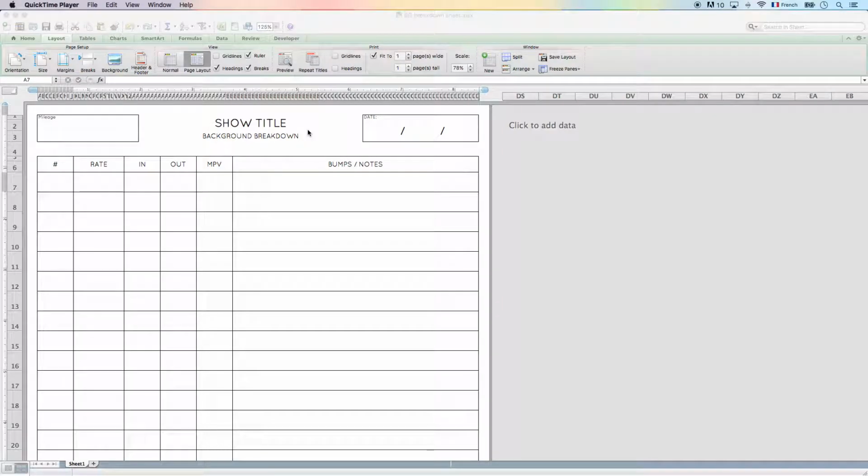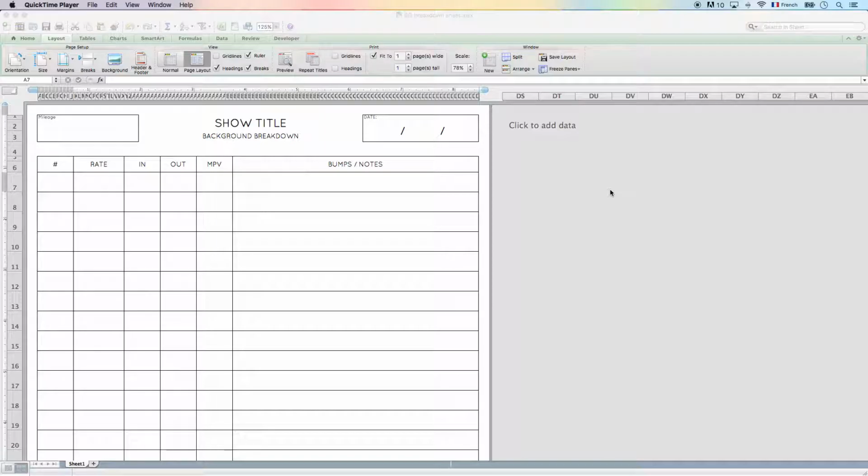Today we're going to take a look at a very, very simple document, and yet a lot of people don't know how to do it. This document is usually expected from production assistants, but maybe also a second AD or second. So this is called a background breakdown, and it's super easy to do. This is my template, but you can probably put one together in a few minutes.